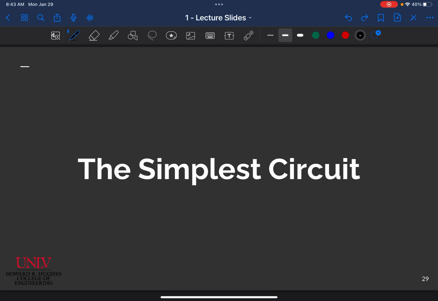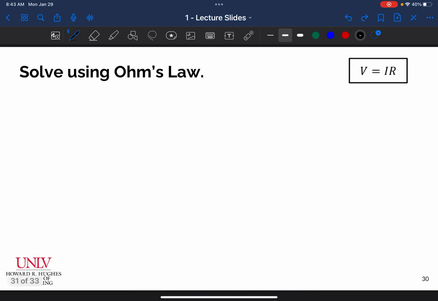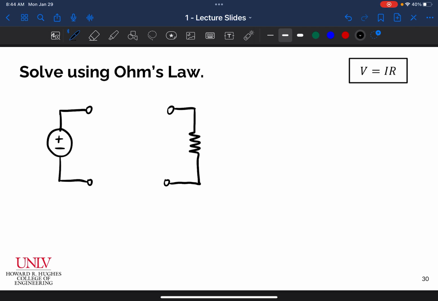Alrighty, so in this video here, we're first going to draw out and then solve for some of the values in the simplest circuit, and that is a circuit that has a single source. We use a DC voltage source to start, and then a single resistor. So this will be my circuit. I've got a DC source, and I've got a resistor here.